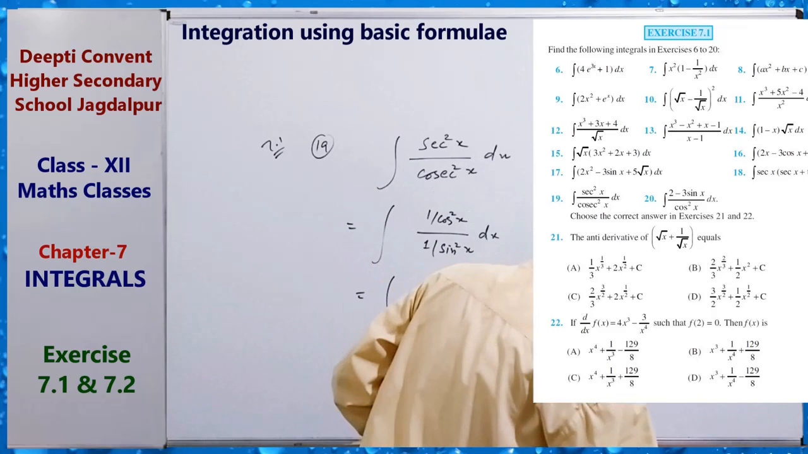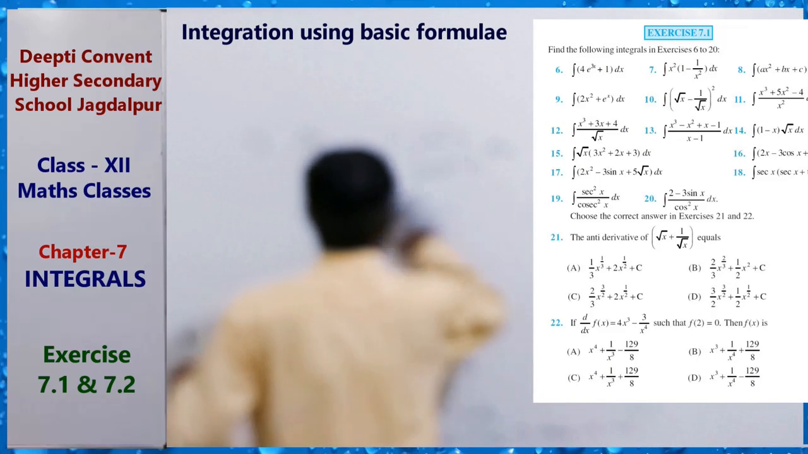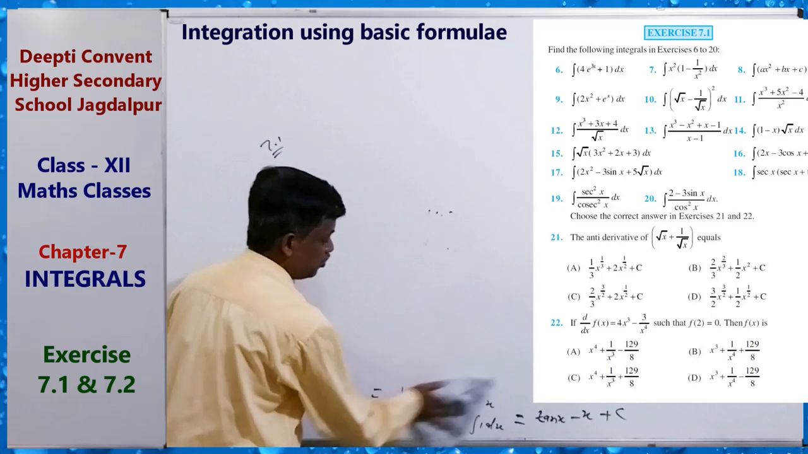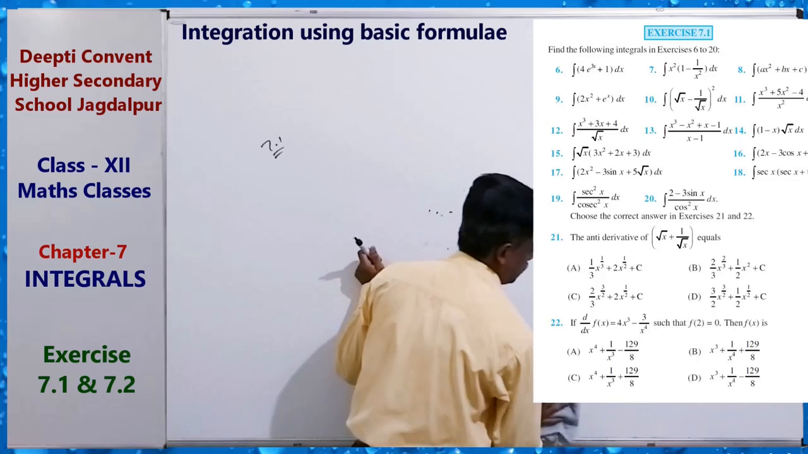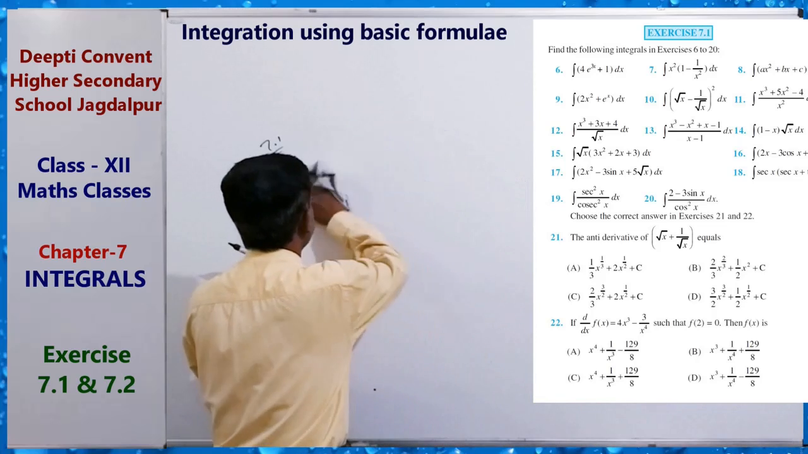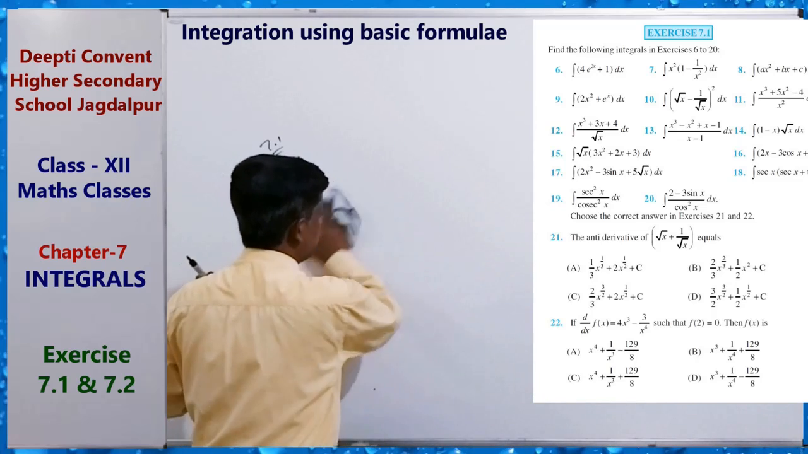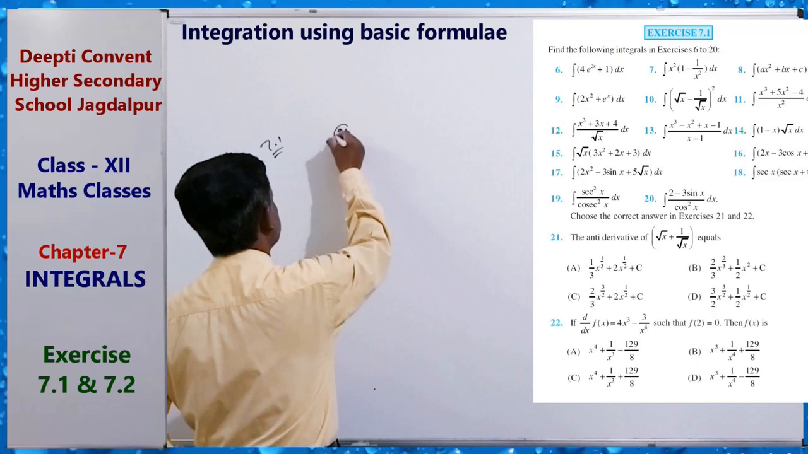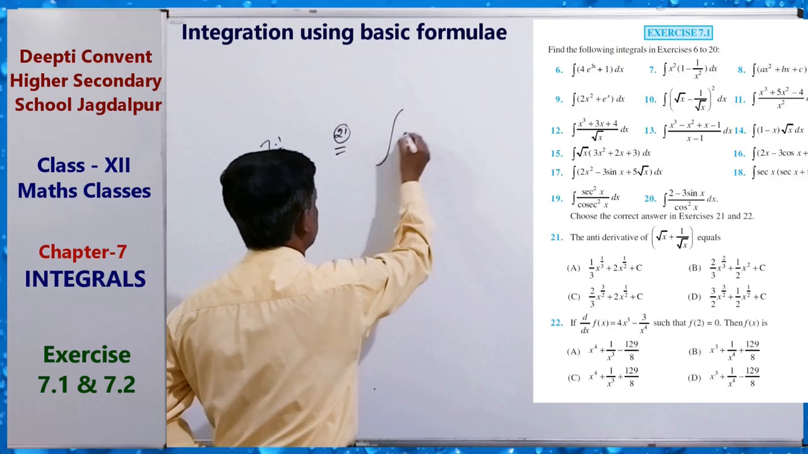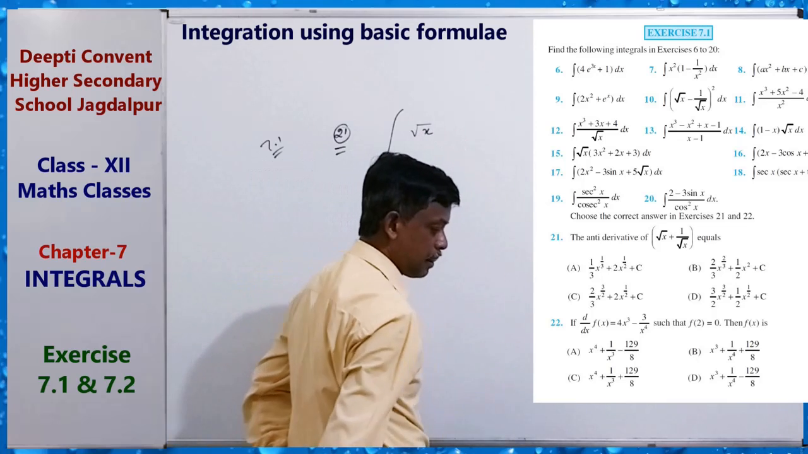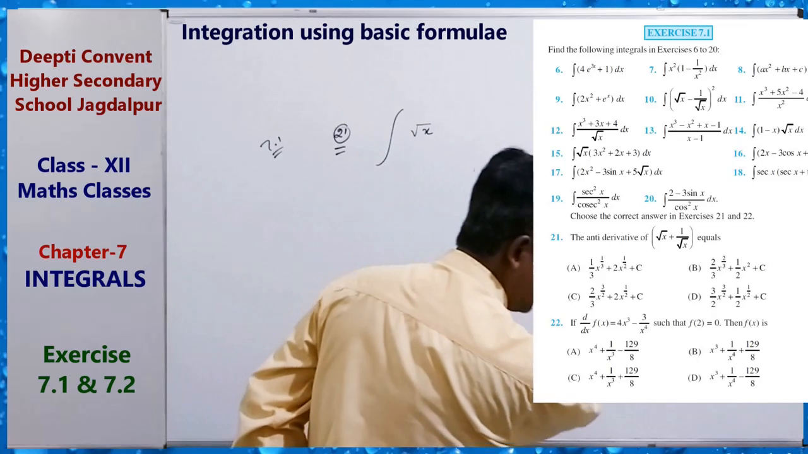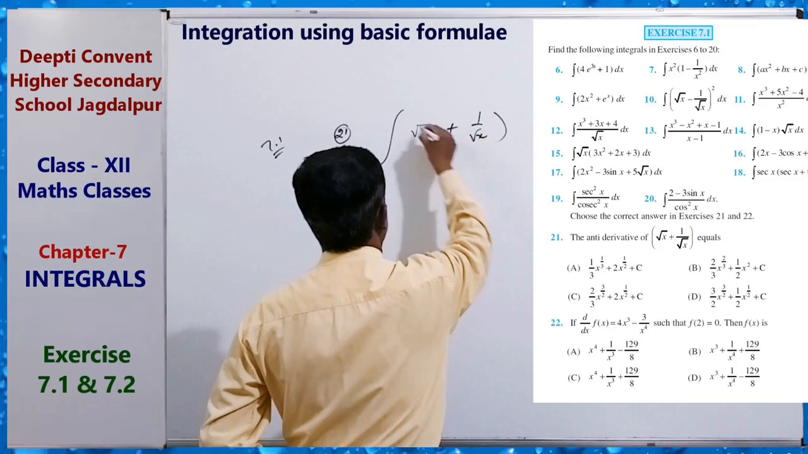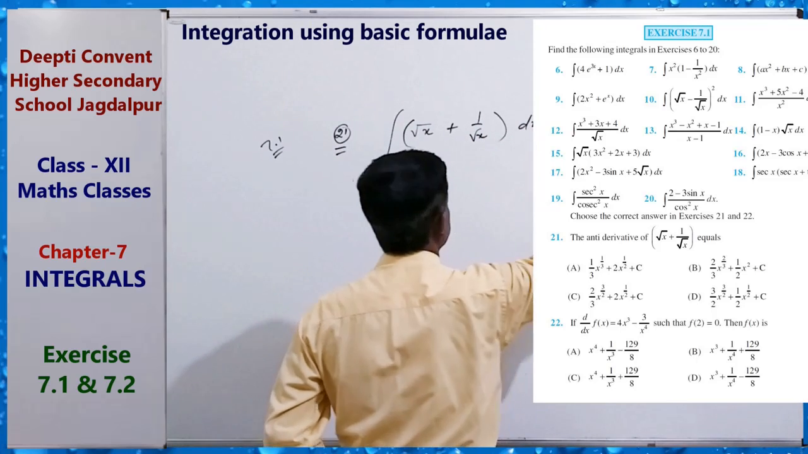Questions 21 and 22 are objective questions. Question 21: integration of root x plus 1 by root x dx, and options are given.